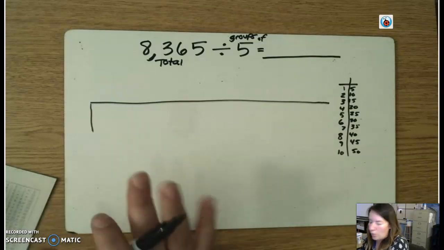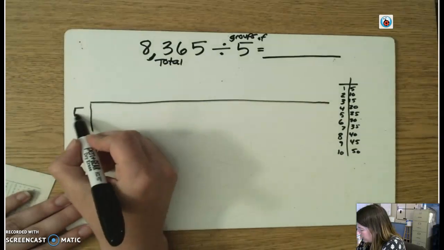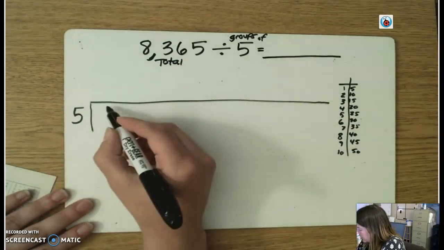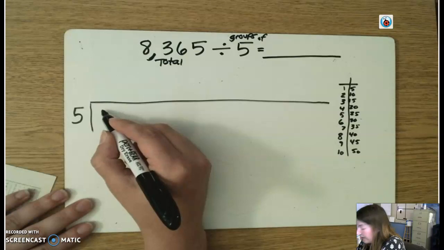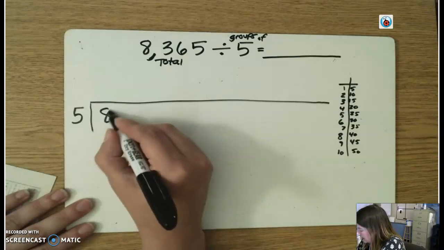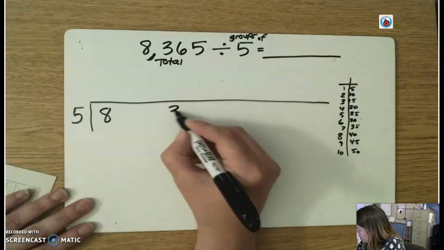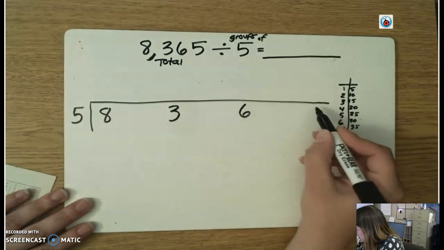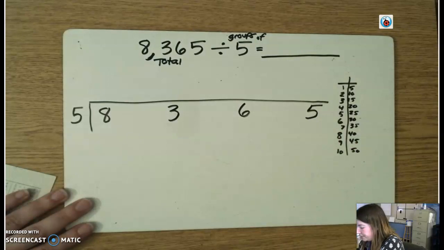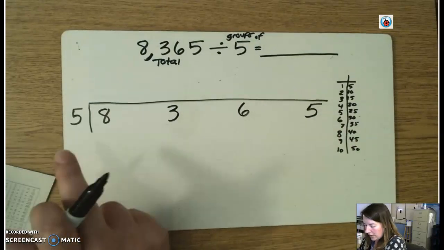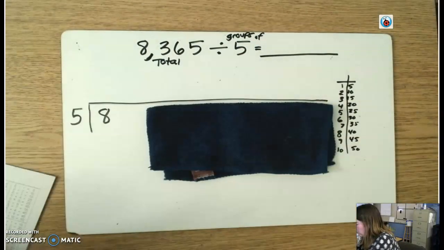So we're going to do wide division to help us separate this out. So we're dividing everything by 5. Let's go ahead and write our number in. Make sure you're following along and doing this with me. Okay, grab your markers and pencils. 8,365.